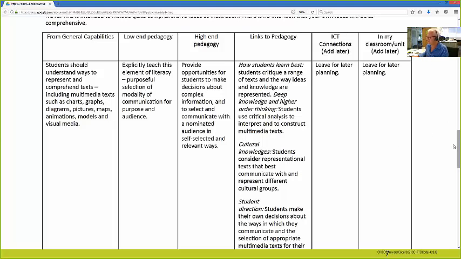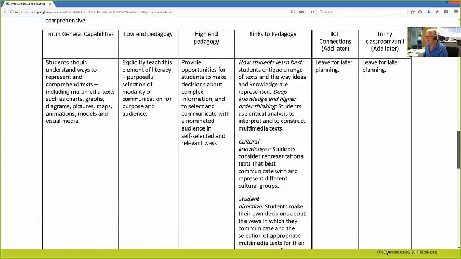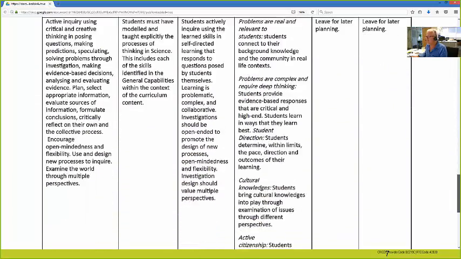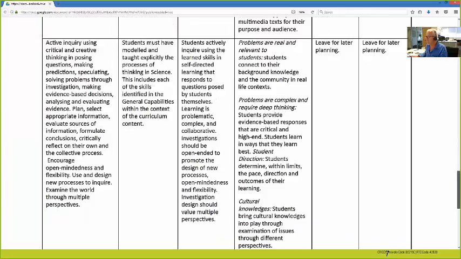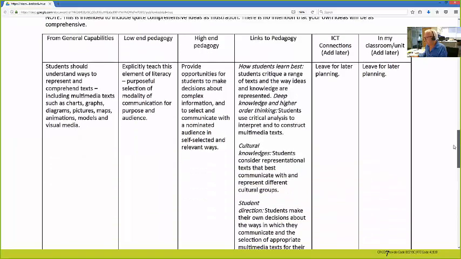In terms of student direction, we want students to make their own decisions. We want them to be independent. So I think if you use those three, you know, again, she's got different articulations here as she goes through. As you're going through looking at your general capabilities, try and link them to pedagogy wherever you can.